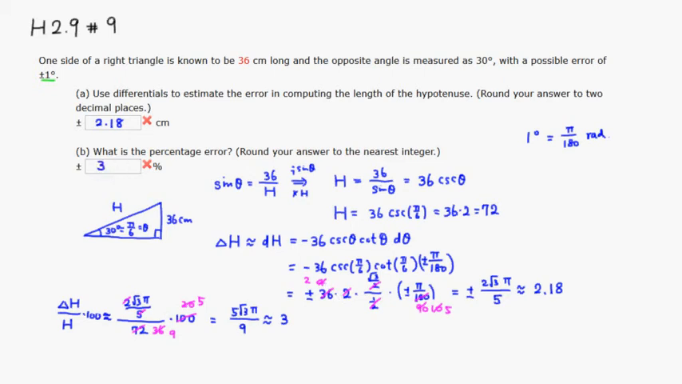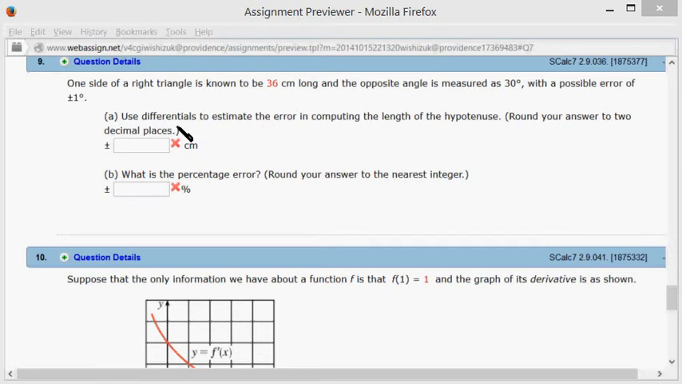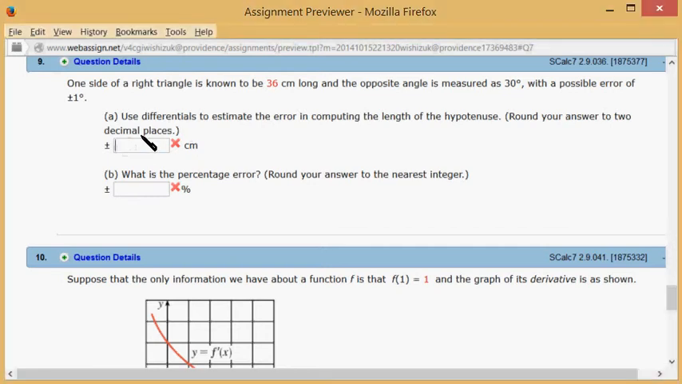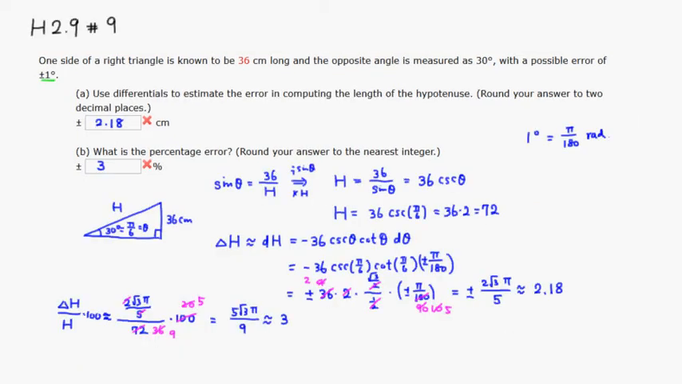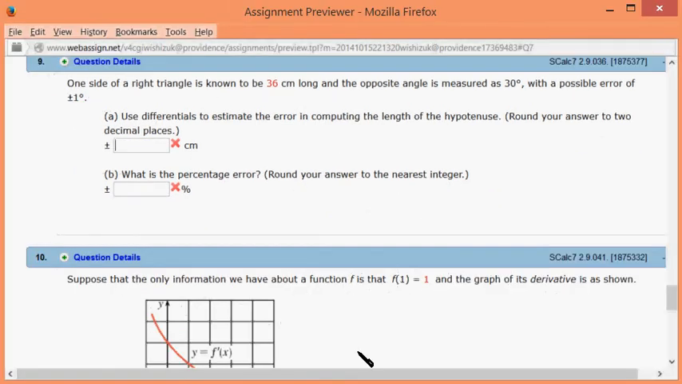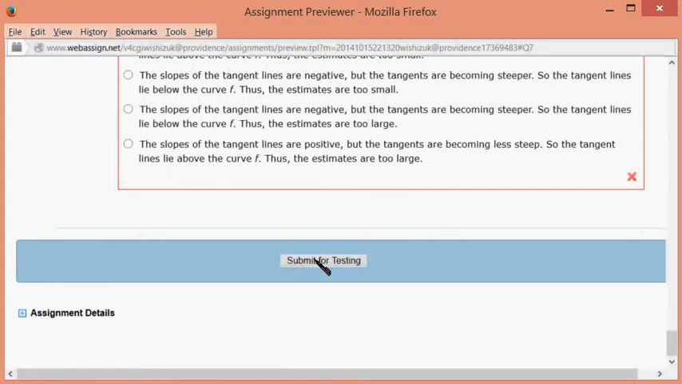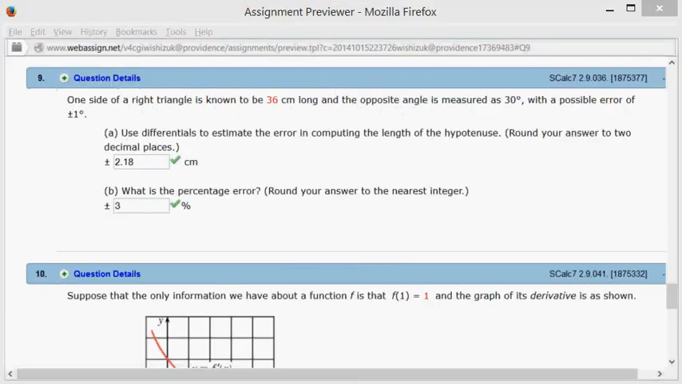Alright, so let's type it in. 2.18 and plus or minus 3%. So let's submit for testing. It came back and looks like we got both of these correctly. Alright, that's it. I hope that this was clear.